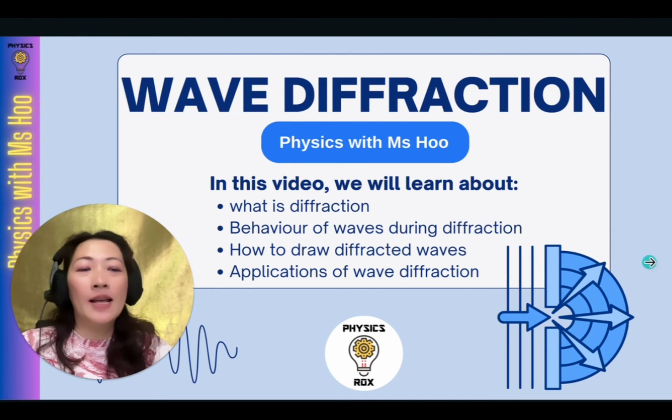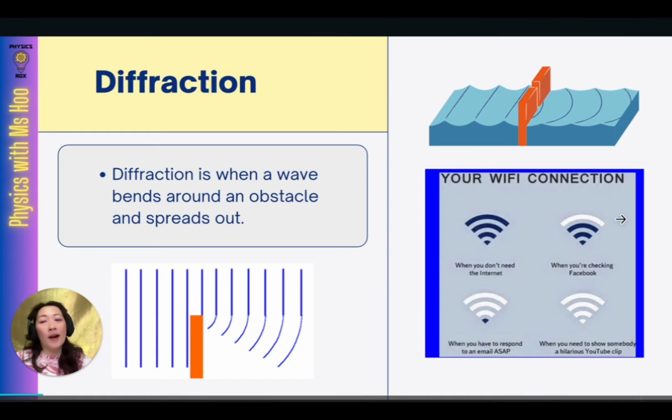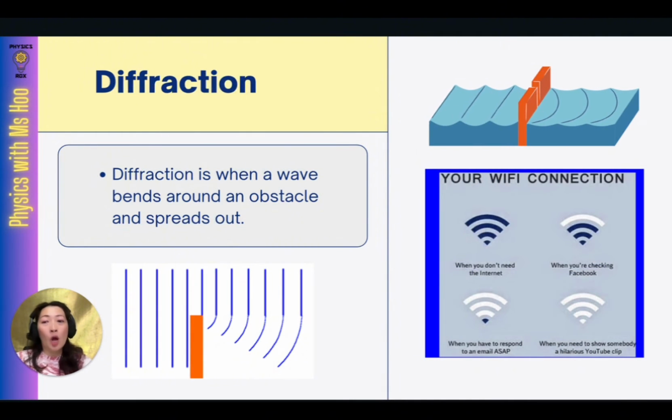First of all, let us begin with what diffraction is. Diffraction is the phenomenon when a wave bends around an obstacle and spreads out. What does this mean? Let's look at this in more detail on the next slide. By the way, this animation is just showing us how wave diffraction occurs when it passes through a gap, and we will look at this concept more closely in some upcoming slides.